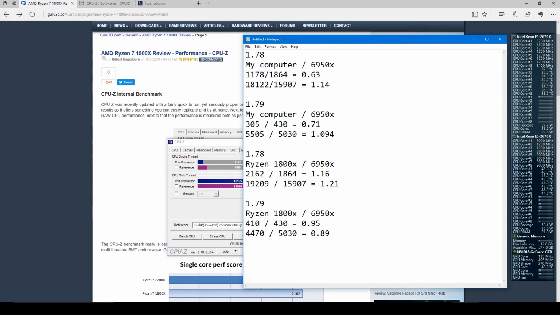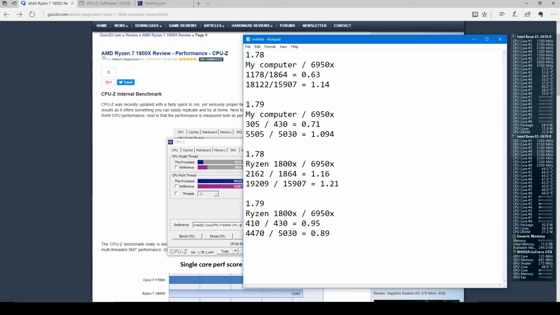So now I thought, how does this change with Ryzen? I had to, of course, go back to the Guru 3D article and found some numbers at the time of Ryzen's release using the old CPU-Z benchmark software. And here are the numbers. Single core Ryzen 2162 versus 1864 for the 6950X. These numbers haven't changed. So that gives Ryzen a 16% advantage on a per single thread, per core basis compared to a 6950X.